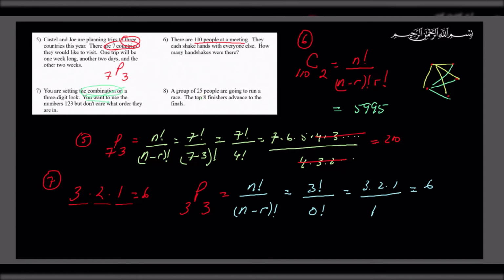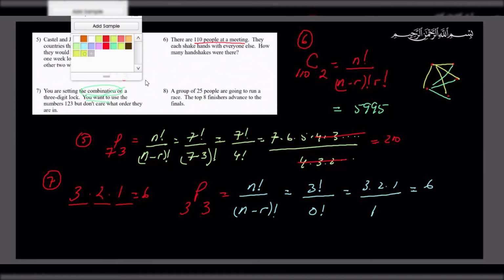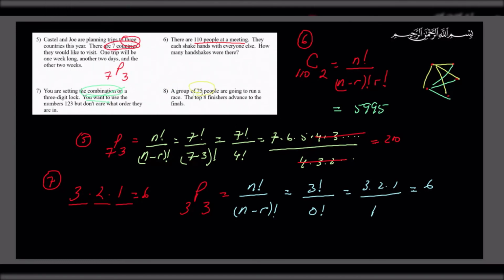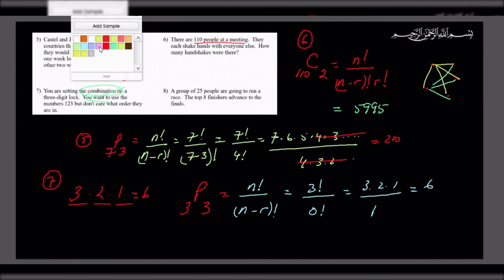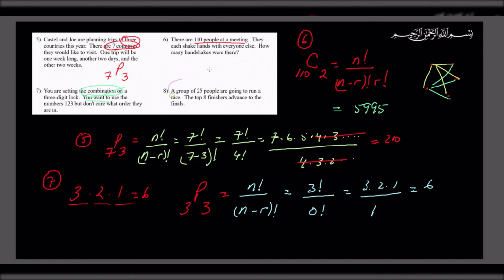Question number 8, we're kind of running out of room over here, but let's see if we can fit that in. A group of 25 people are going to run a race. The top 8 finishers advance to the finals. So 8 people will advance to the finals. So there are 25 starting, and 8 will go to the finals. Does it matter in which order these 8 people finish? No, because as long as they're in the top 8, they will advance to the next level. So this is a combination question.